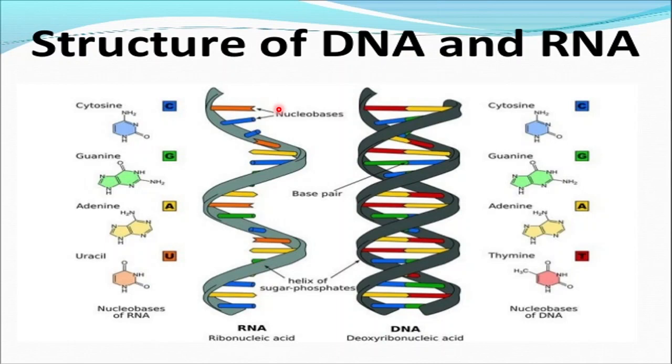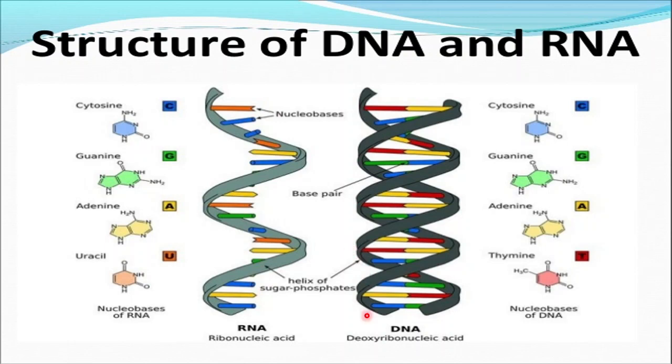DNA is a hereditary material which is transferred from parents to their offspring. DNA is composed of nucleobases like cytosine, guanine, adenine, and thymine. Cytosine pairs with guanine and adenine pairs with thymine. These two nucleobases are held together by hydrogen bonds, and this helix is known as the helix of sugar phosphates.